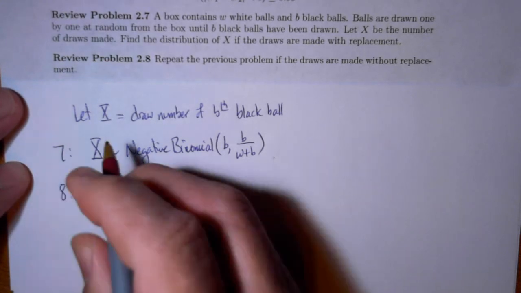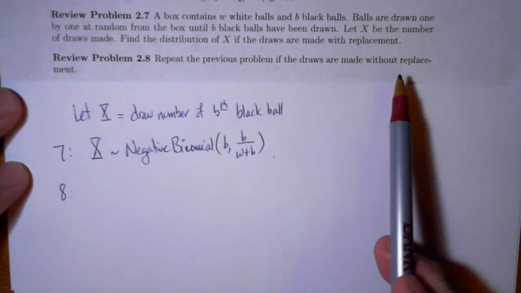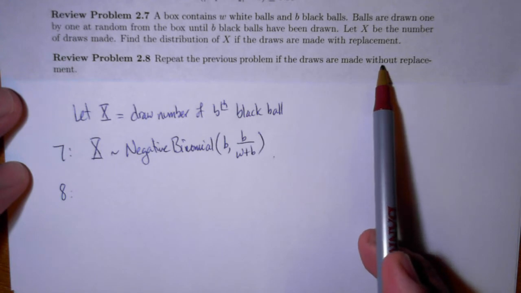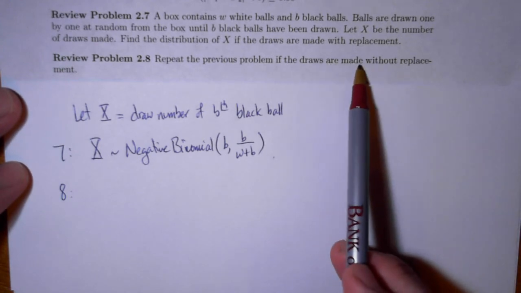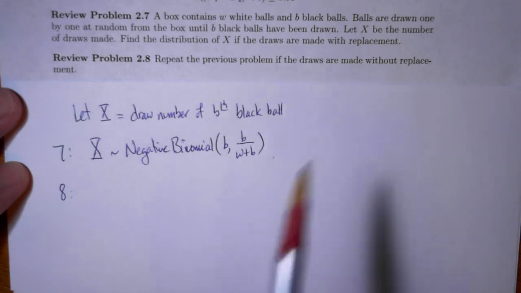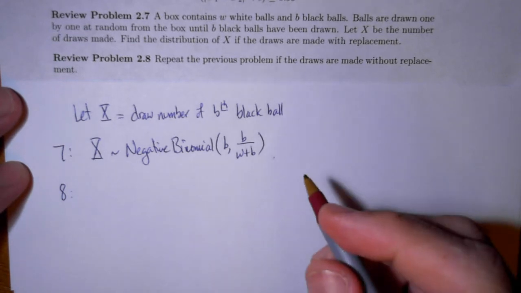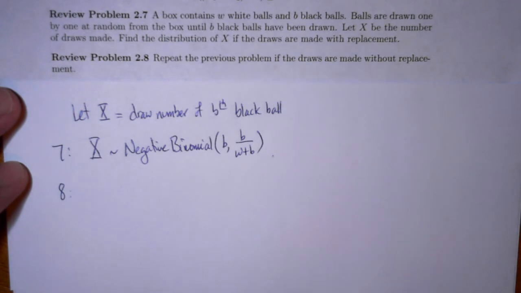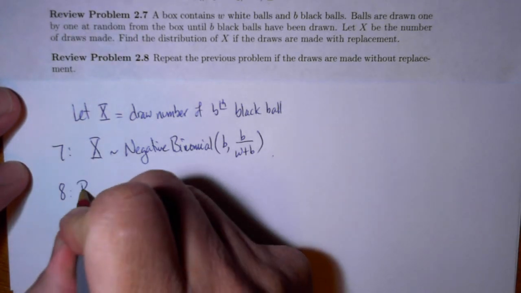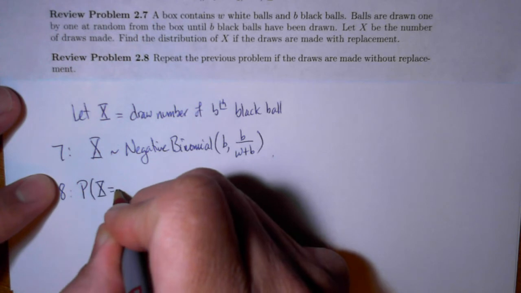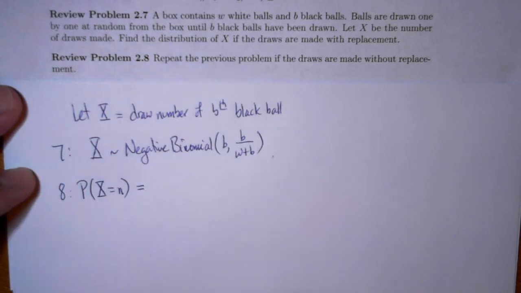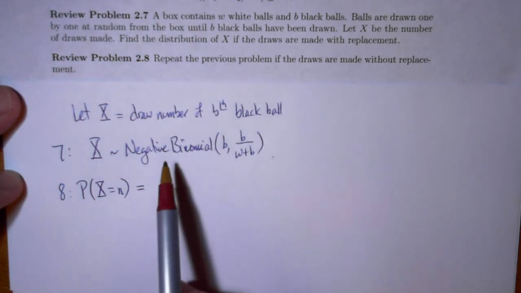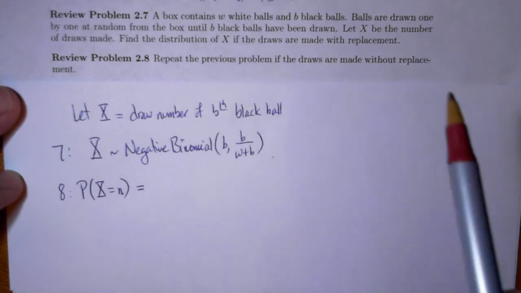Now, for problem number 8, it's a little bit more interesting. The draws are now without replacement. This one does not fit one of our standard distributions. So what we have to do is find the possible outcomes and then the probability of each one. So let's figure out the probability that X is equal to n. What's the chance that the Bth success occurs on the nth draw?